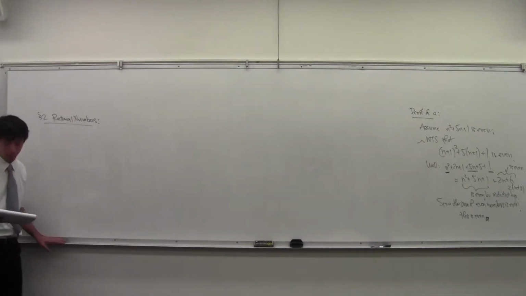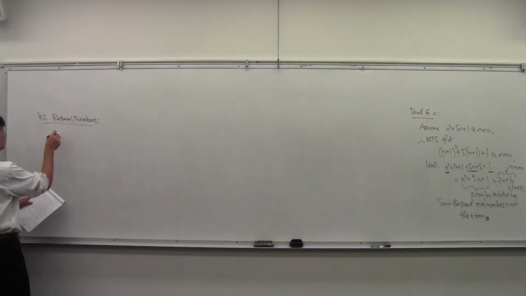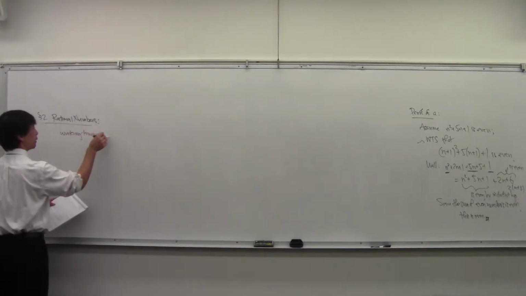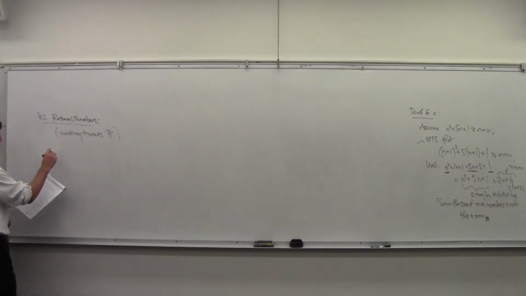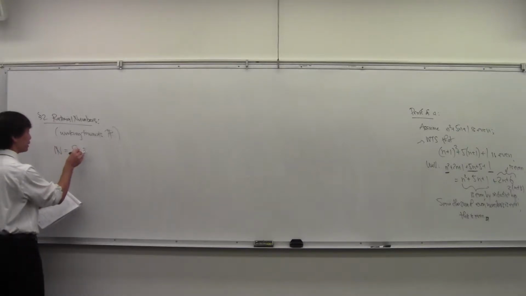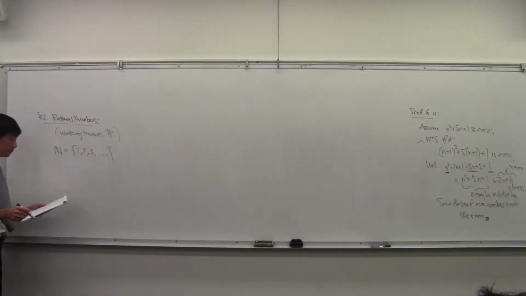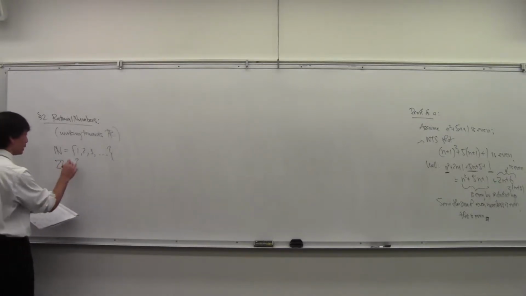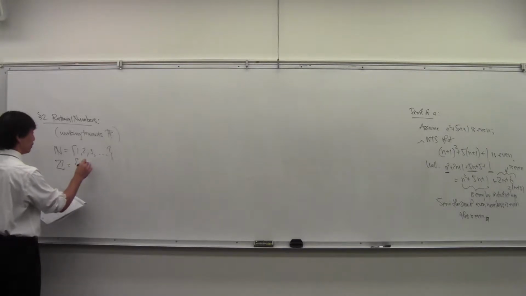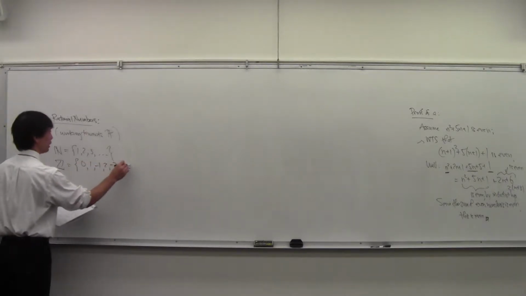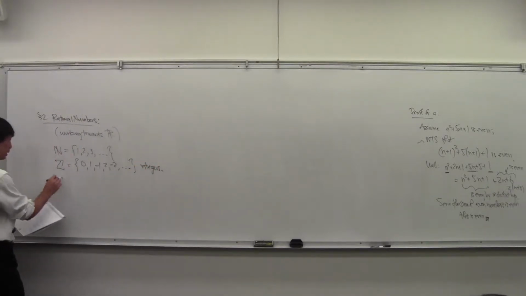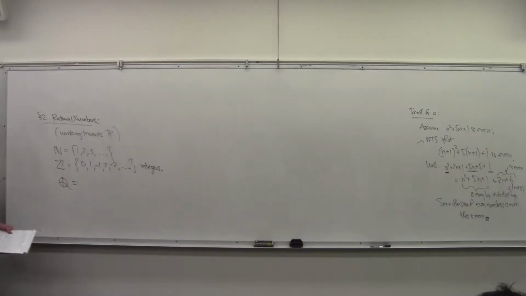Okay, section 2 is the rational numbers. So we are sort of working our way towards the real numbers. We started off with the natural numbers, 1, 2, 3, etc. What follows the natural numbers is usually the integers: 0, 1, -1, 2, -2, etc. The integers, and then you have these things, the rational numbers.